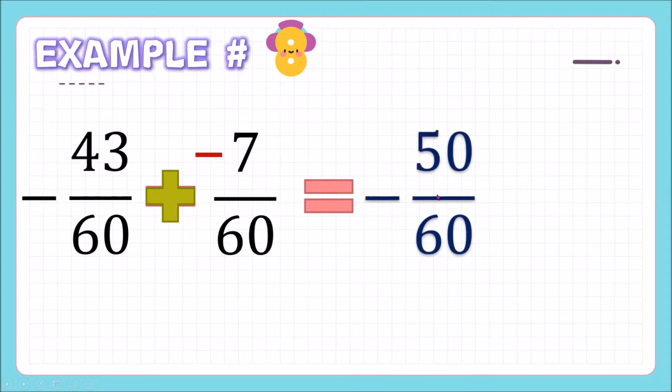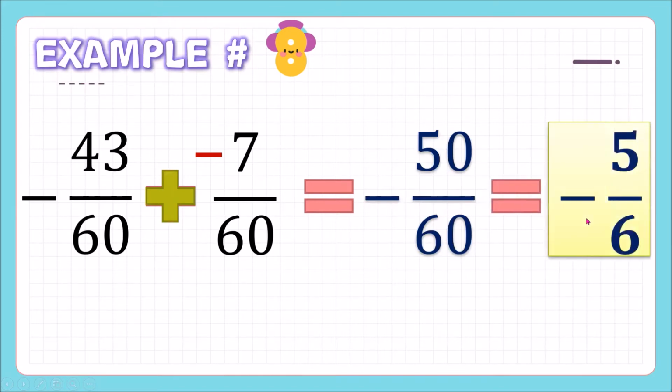So take note, 50 over 60 has a lowest term. So divide both numerator and denominator by 10. So 50 divided by 10, 5. And then 60 divided by 10, we have 6. So our answer will be negative 5 over 6.